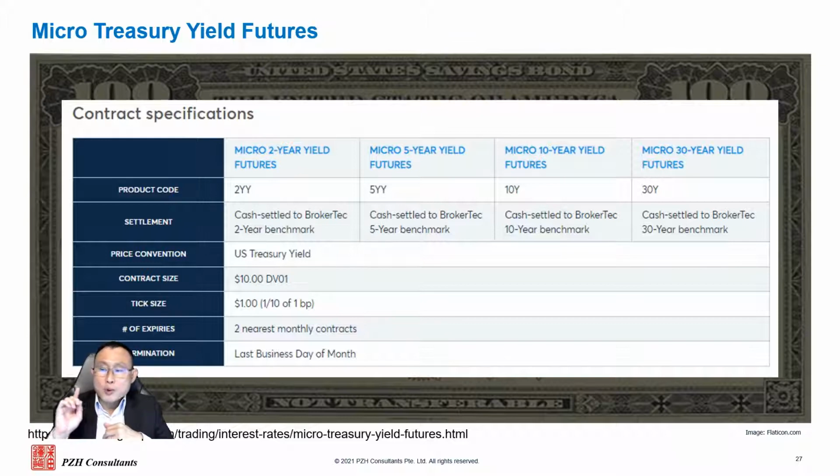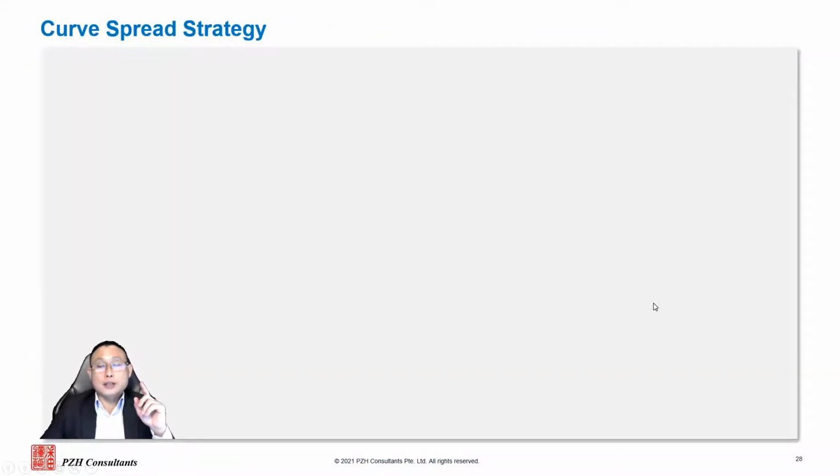And why did I remind everybody that? There's this big advantage when the contract size is the same for all the 4 tenors that's listed. Why? Because a lot of times when we trade interest rate, it's not just about directional. We trade curve, the yield curve.